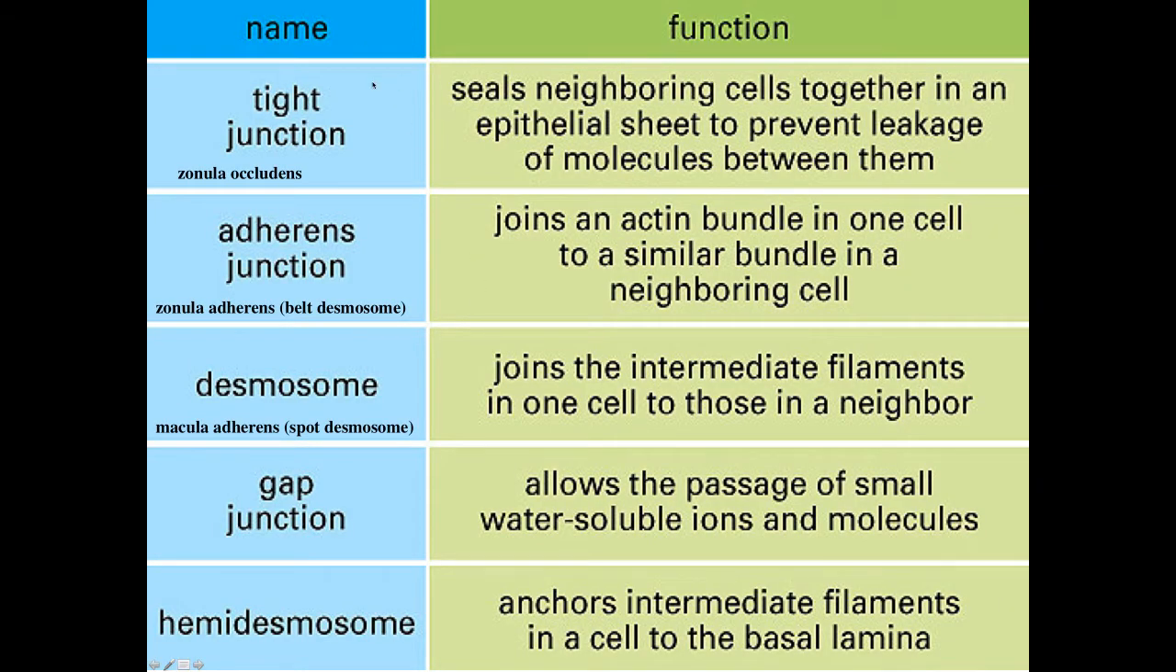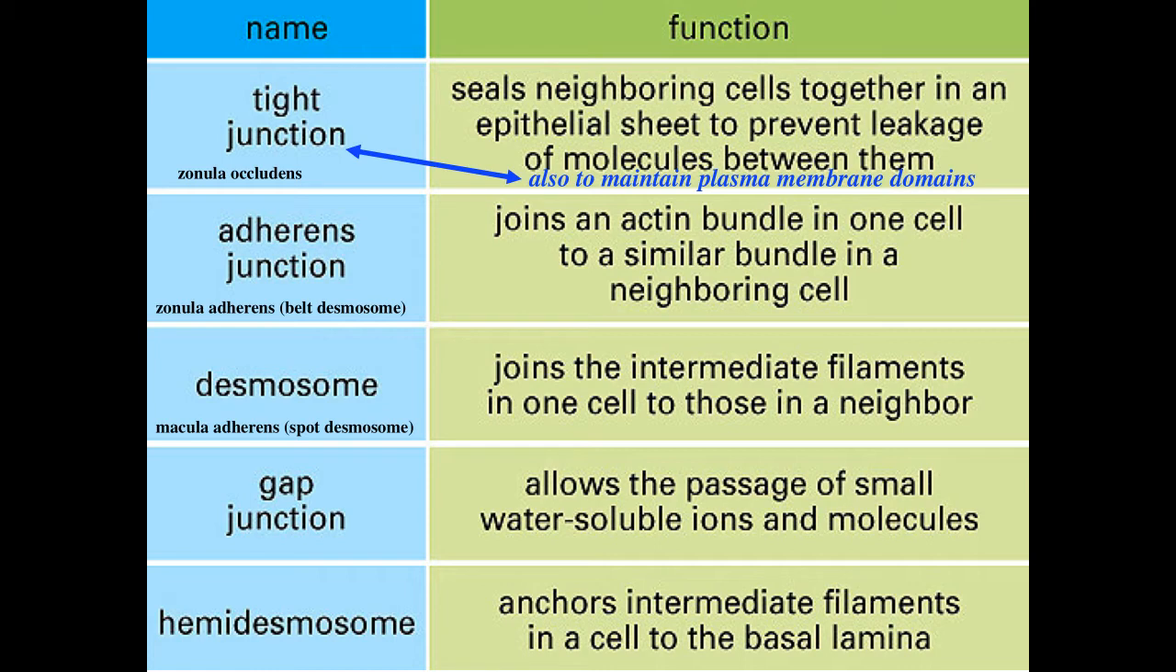A little more detail on these. The zonula occludens or tight junction functions to seal neighboring cells together in an epithelial sheet to prevent leakage of molecules between cells. The tight junctions also function to maintain very distinct plasma membrane domains. So two functions of tight junctions: to maintain distinct plasma membrane domains and to prevent leakage of material between cells.